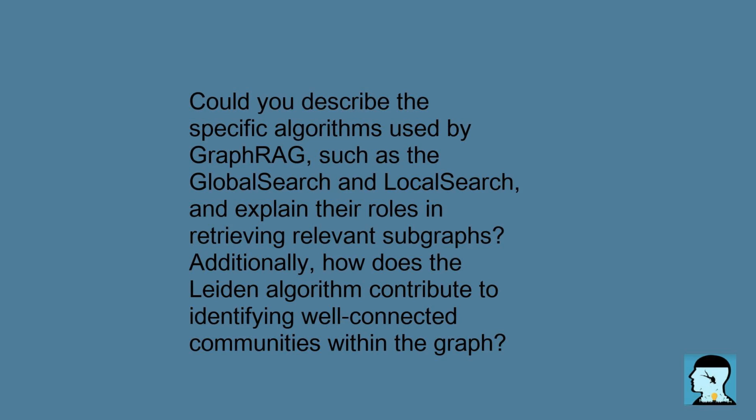That's a fascinating comparison. Could you describe the specific algorithms used by GraphRAG, such as the global search and local search, and explain their roles in retrieving relevant subgraphs? Additionally, how does the Leiden algorithm contribute to identifying well-connected communities within the graph?